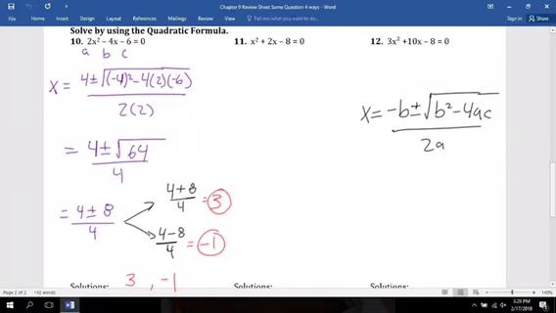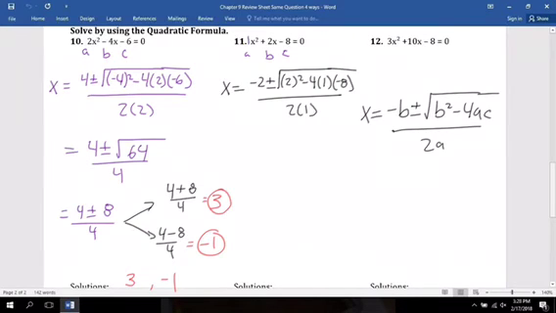All right, then we can move on to question 11. Same idea here. Your a value in this case is 1, b is 2, and c is negative 8. So we'll plug this into the quadratic formula. We've got x equals negative 2 plus or minus the square root of 2 squared minus 4 times 1 times negative 8, all of that over 2 times 1.